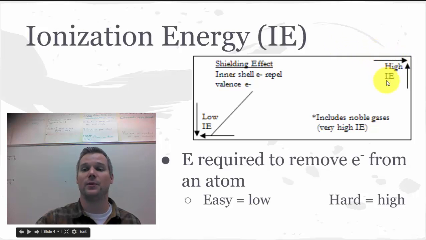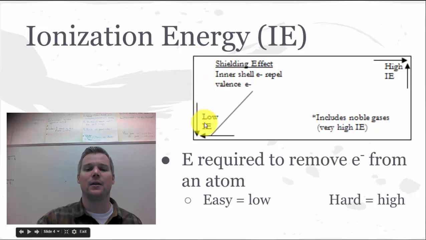Or a football example would be high and tight. If you're holding on to the football high and tight, you're not going to be able to give away that football. It's going to take a defender a lot of energy to strip that football. On the other hand, if you're not carrying the football high and tight, it's really easy to strip the football. Shielding effect is in play here.